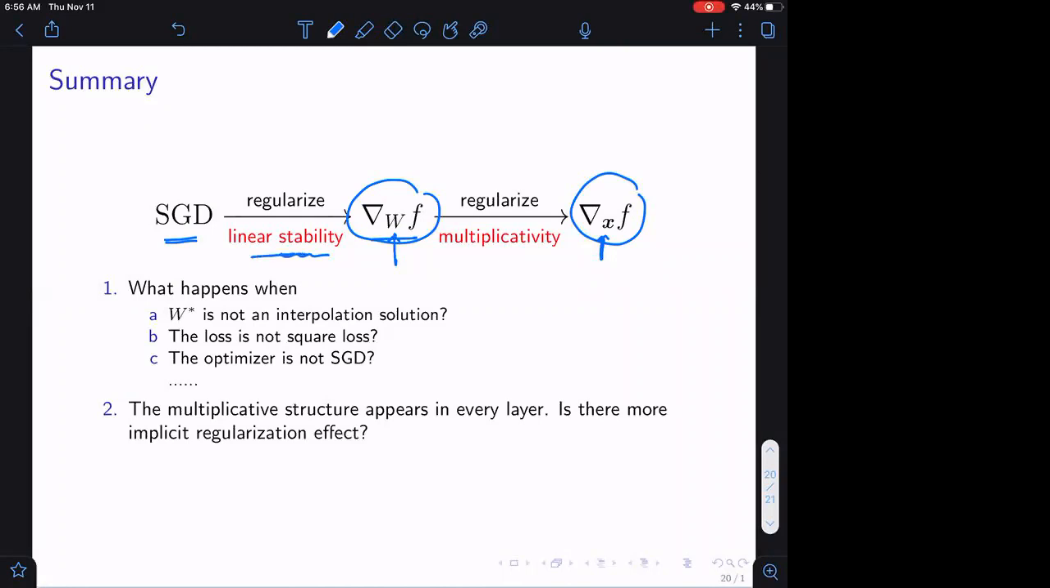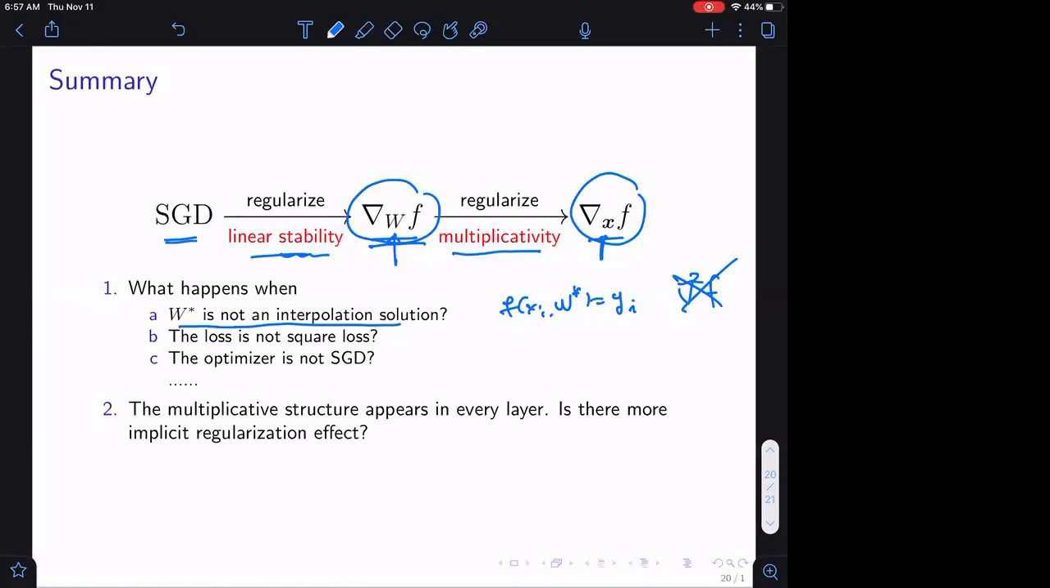For the second part, the key structure we use is the multiplicativity structure of the neural network. You recall that by using multiplicativity, we can transfer the bound on the W derivative to a bound on the X derivative. Now, a lot of interesting questions remain. For example, what if my W star is not an interpolating solution? We used the key step that f at xi with W star equals my yi, so that I can get rid of the second order derivative, the Hessian of my model function. But if I cannot do that, I don't know how to prove it. That's one open question.